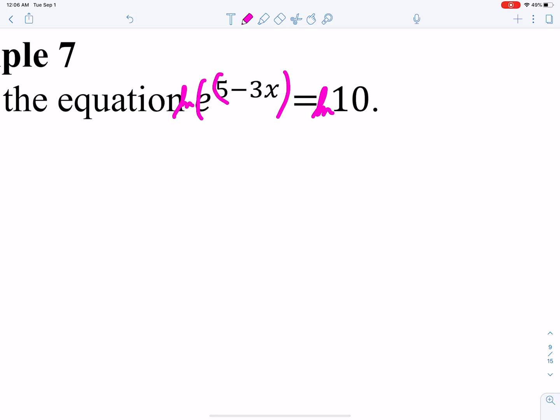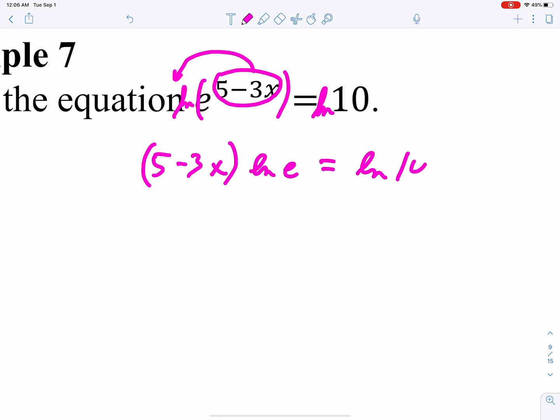Well, we know 5 minus 3x is an exponent. It's in a logarithm now, so we're allowed to take it to the front. But be careful. We need parentheses here. So it'll be 5 minus 3x, that's that exponent taken to the front, times natural log of e equals natural log of 10. And we've talked about this. This is important. You got to remember this. Natural log of e equals 1.